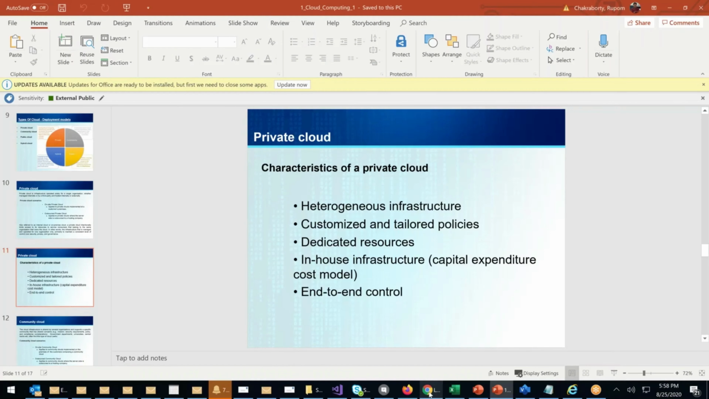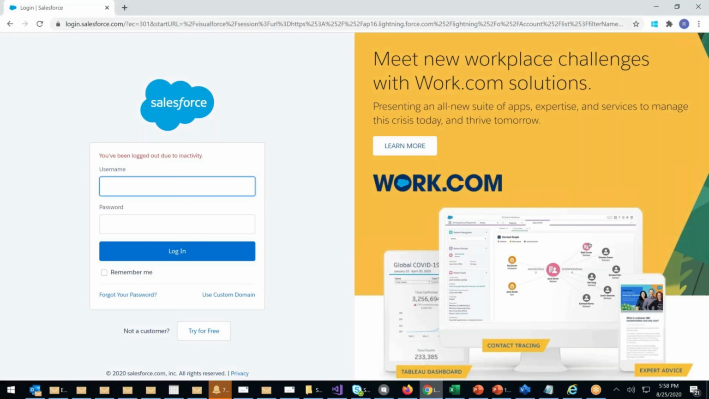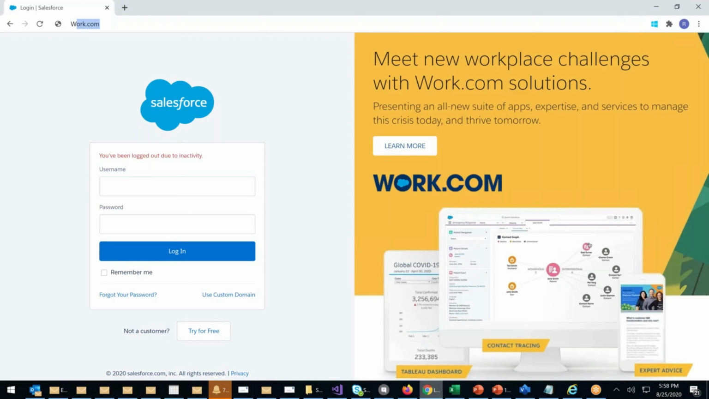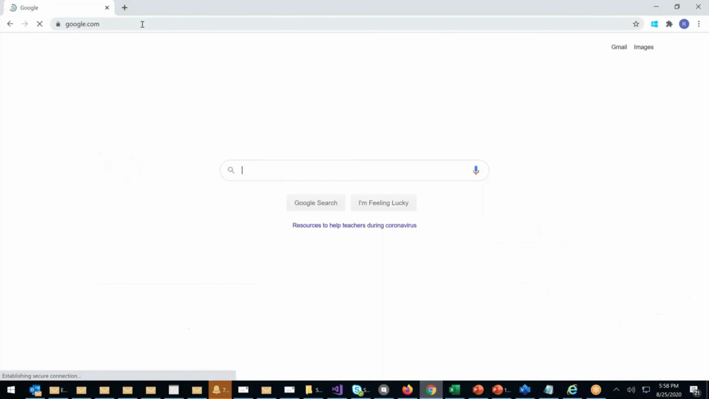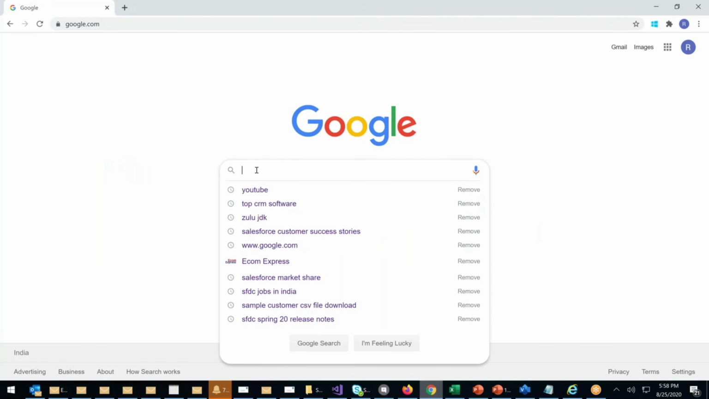My question is, for a private cloud, who will be paying the money? Will Salesforce pay, or does the client have to pay? See, there's a bank called HDFC Bank, and they decided to implement Salesforce. Currently they have everything on premises, and now they want to go to the cloud. Should HDFC pay the money to maintain the cloud? Obviously, HDFC has to pay.